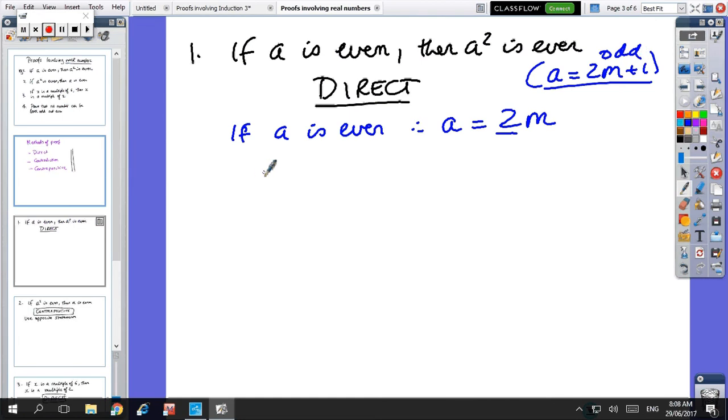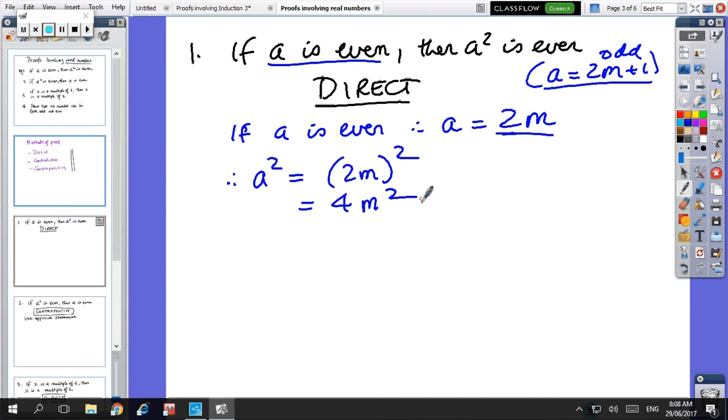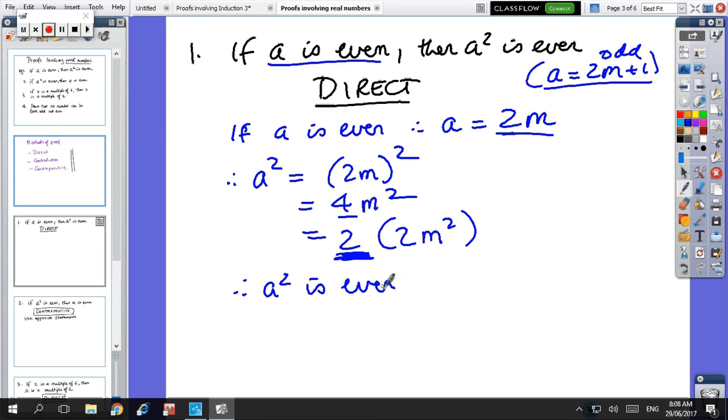So we've got an even number, and we've defined it, and now we're going to square it. So therefore, a squared equals (2m) squared, which is going to be 4m squared. That's pretty straightforward. And then 4 can be expressed as 2 times some other number. And once you've got a multiple of 2, then you've got an even number. So therefore it's true. Okay. So copy that, come across.